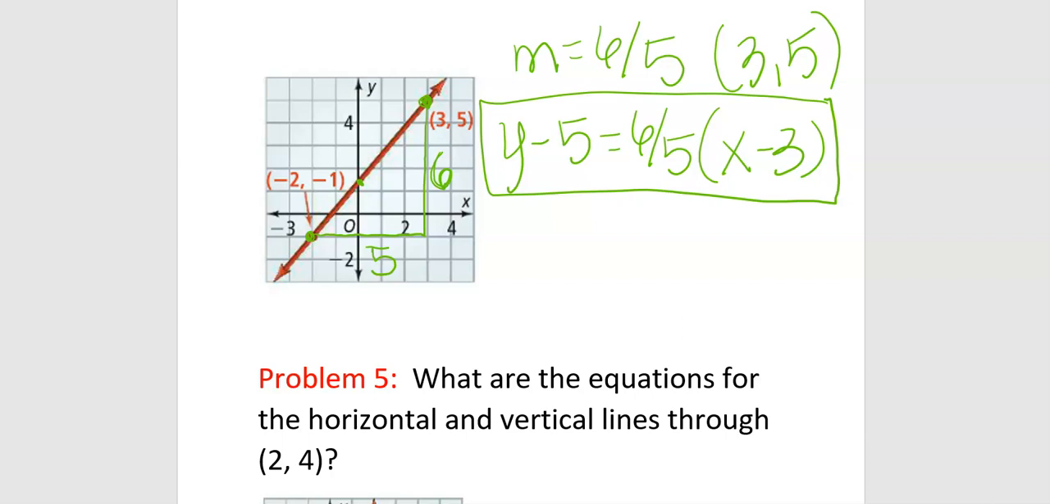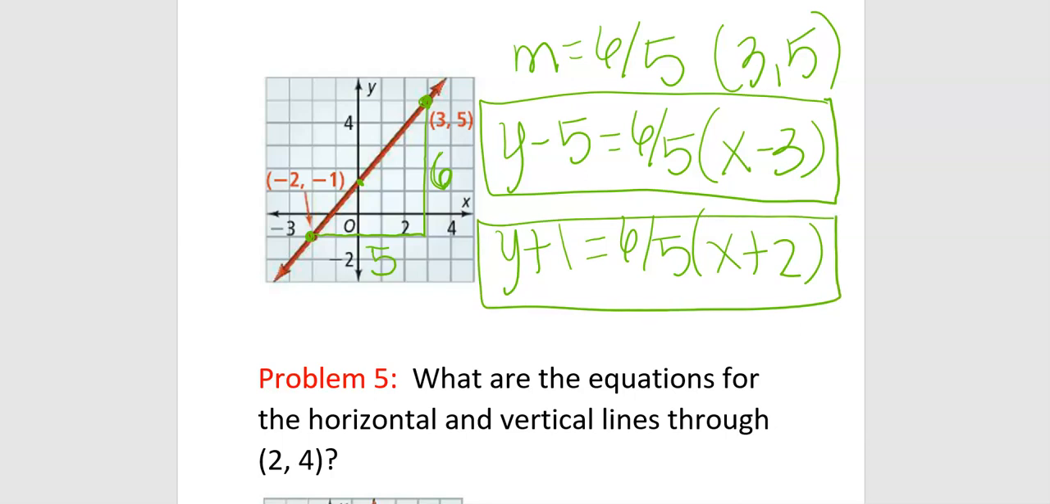Secondly, what if you use the other number? It would look different, and the bell's going to ring in just a second, but it would look like this. Y plus 1 equals 6 over 5 times x plus 2. Would it be wrong if you use the other one? Nope. Gives you exactly the same thing.